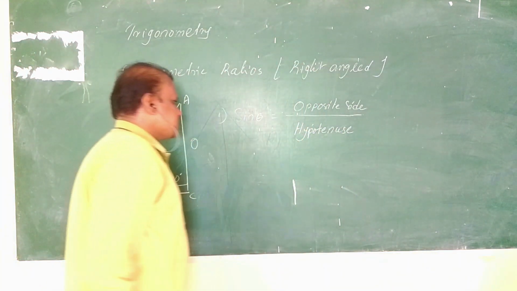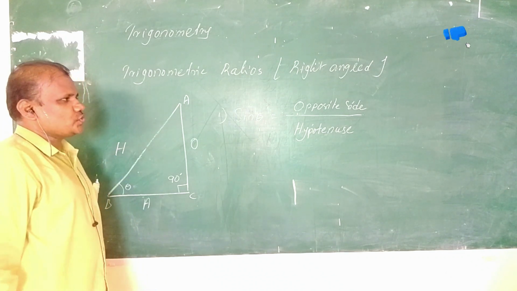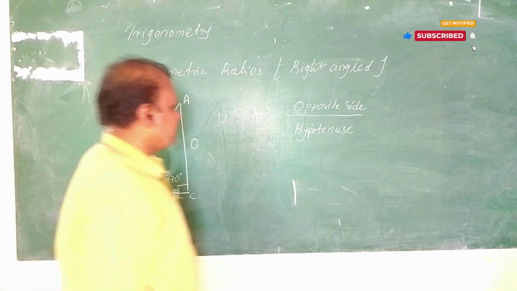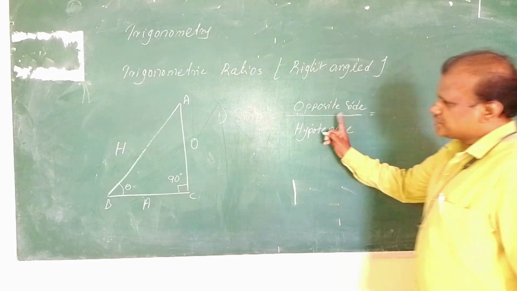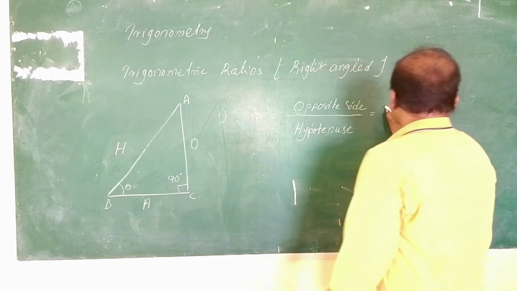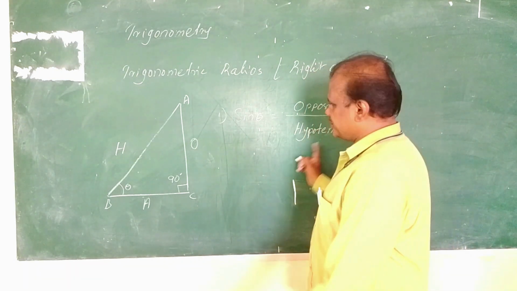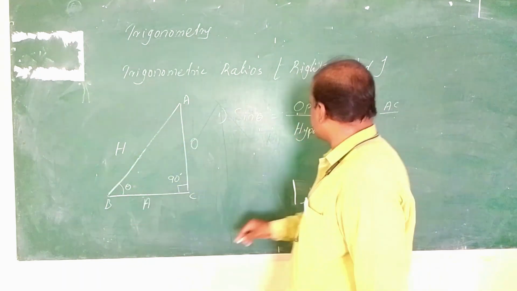Okay, so sine, the trigonometric ratio sine theta, is nothing but the ratio of the opposite side and the hypotenuse of a right angle triangle. So in our diagram you can see the opposite side is AC. Therefore AC divided by the hypotenuse, which is the side opposite to 90 degrees, that is AB.